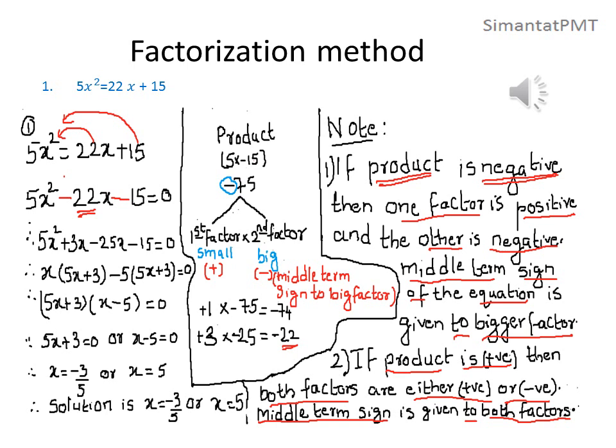Let's have a look at a note. If product is negative, then one factor is positive and the other is negative. Middle term sign of the equation is given to bigger factor. What if product is positive? Then both factors are either positive or negative, and the middle term sign is given to both the factors.